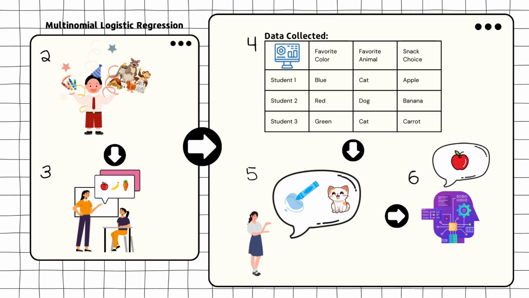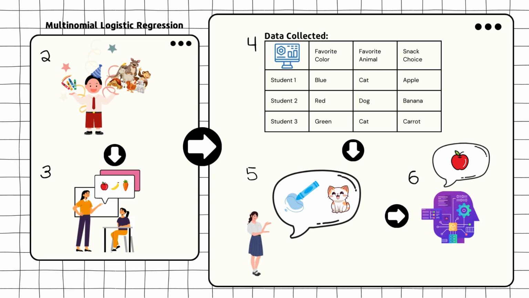The data representation above will be utilized to train the multinomial regression model. The model learns how favorite color and favorite animal relate to snack choice. Once the model is trained, you can give it new information about a student's favorite color and favorite animal, and it will predict which snack they are likely to choose. For example, if a new student says their favorite color is blue and their favorite animal is cat, the model might predict that they will choose an apple as their snack.